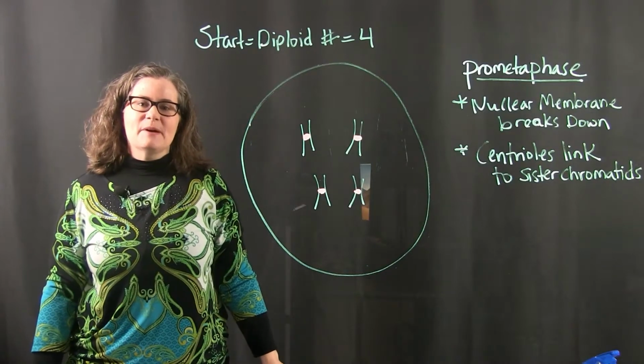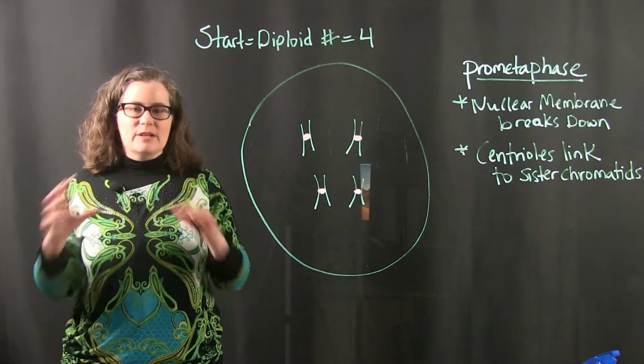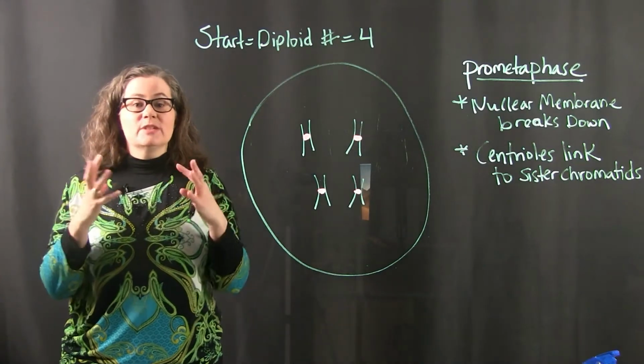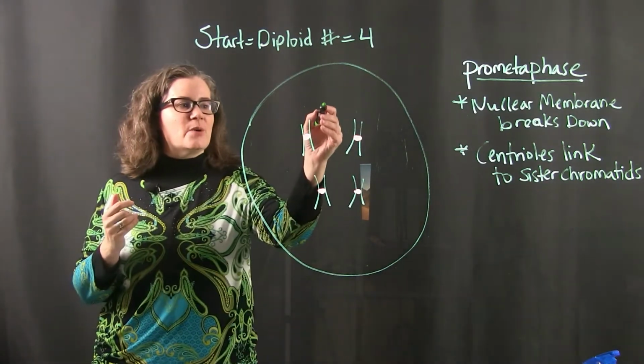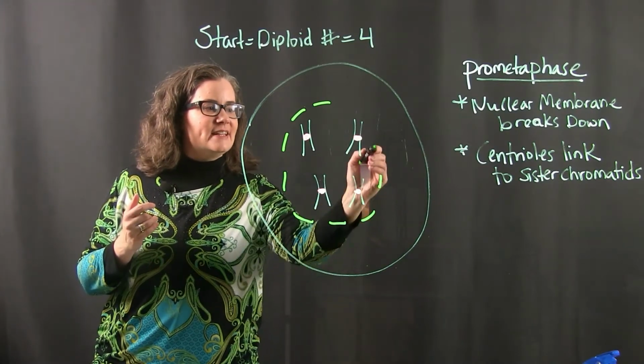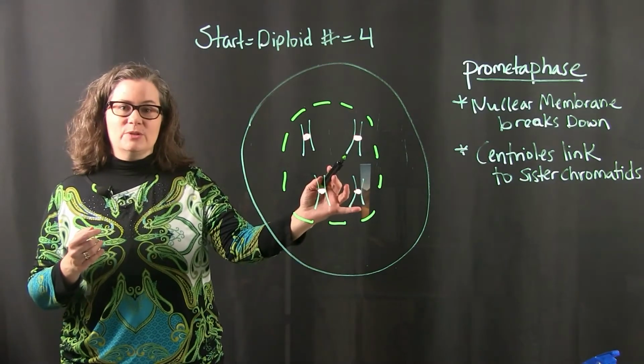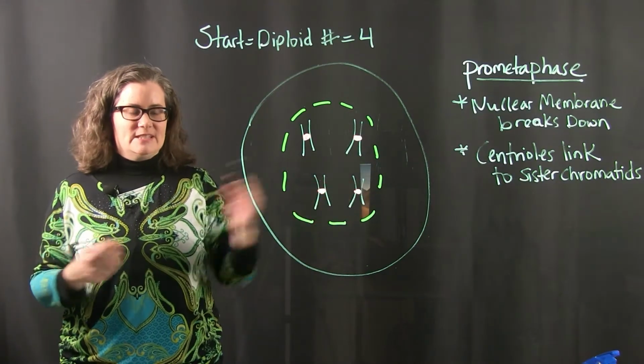The second step of mitosis is prometaphase. And in prometaphase, one of the first things that happens is the nuclear membrane disappears. And so I'm going to draw this as a dashed line to indicate on this diagram that we just had the nuclear membrane, but now it has disappeared.